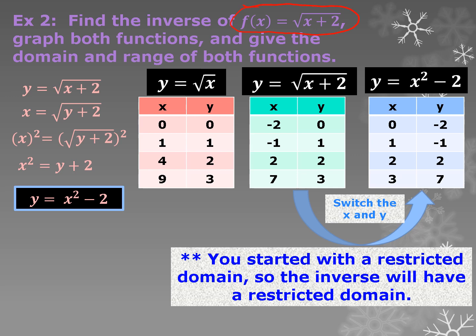So here's the deal. Because we're starting with a square root, which has a restricted domain, our inverse will also have a restricted domain. That's why we don't want you trying to graph the actual x squared minus 2, because our example is a square root. We're starting with a restricted domain, so our inverse will have that same restricted domain.